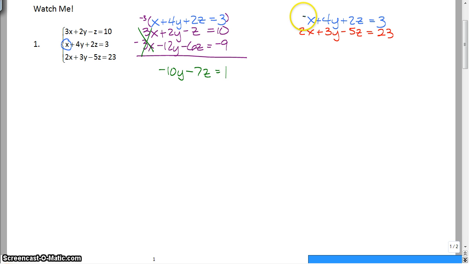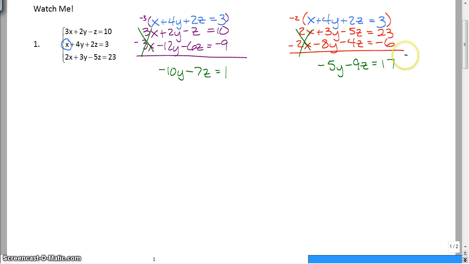We're going to go over here and eliminate the exact same variable, the one we say is easy to work with. So we're going to multiply it by a negative 2. That'll give us a negative 2x minus 8y minus 4z is equal to a negative 6. And what that's going to do is eliminate our x here, leaving us with a negative 5y minus 9z is equal to 17.